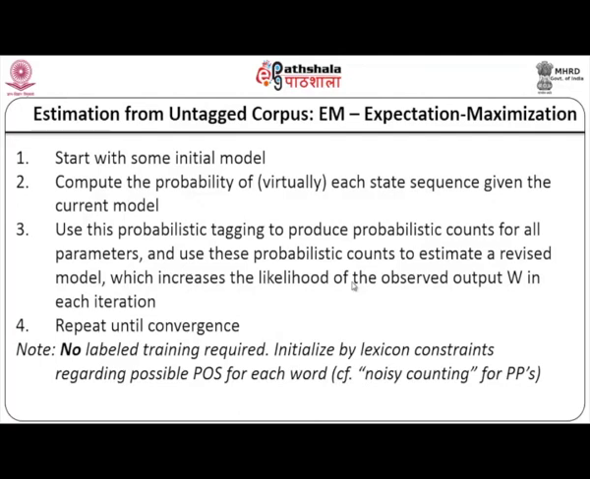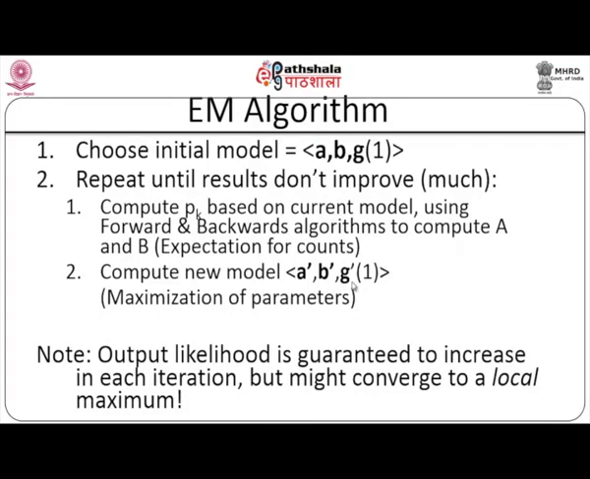Please note that no labeled training data is required, you just initialize with the lexicon constraints, because otherwise you will have a large set of tags. So, the possible tags for each word can be constrained by using lexicon constraints. You choose the initial model and you repeat until results do not improve. You compute the values of the probabilities based on the current model using forward and backward algorithms to compute both the transition probability and the emission probability with expected counts, and compute the new model. Output likelihood is guaranteed to increase in each iteration, but might converge to a local maximum.